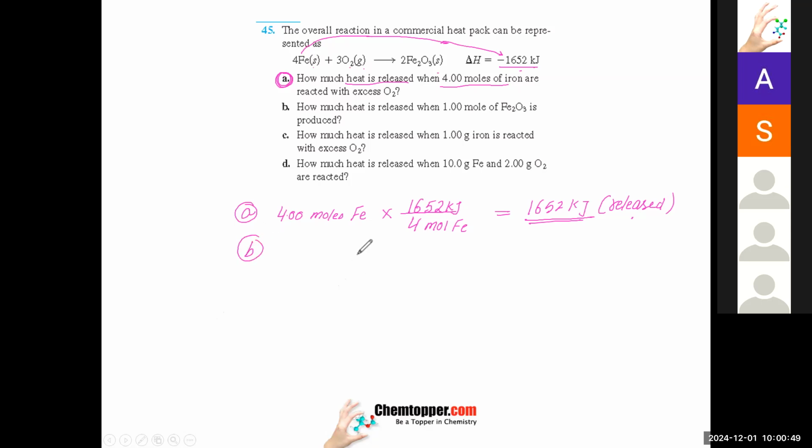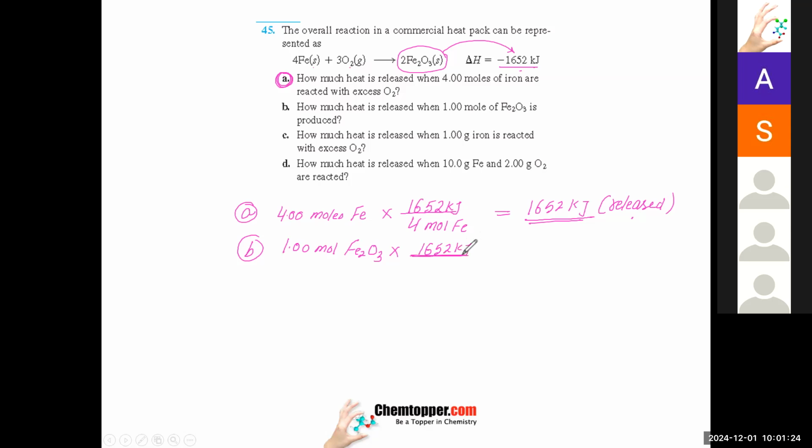So how to start? Start with what is given. 1.00 moles of Fe2O3. Plug in the ratio. Yes, what ratio should I plug in? Go to the balanced equation. What do you want to calculate? Heat. So plug in the ratio of the heat. This ratio. Yes, Krishav, very good.